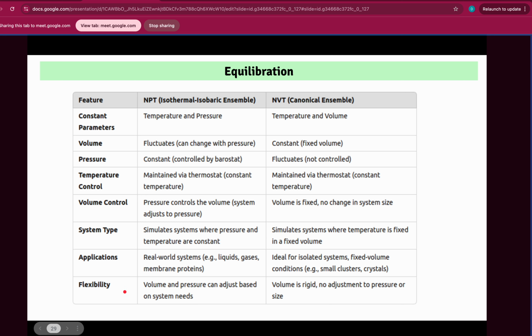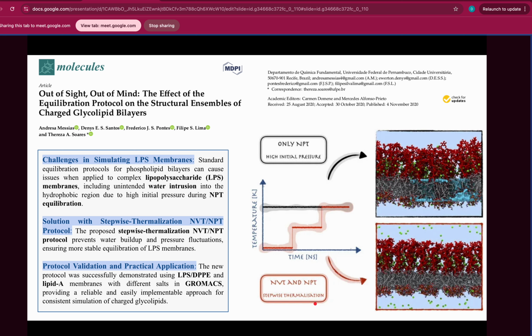If we talk about flexibility, in NPT volume and pressure can adjust based on the system needs, whereas in NVT volume is rigid, so it cannot adjust to pressure or size. Then there was a paper which mentioned that although NVT is the canonical ensemble, considering only NPT, which has high initial pressure, is not always sufficient. We need to perform both of them. If we consider both NPT and NVT equilibration, that gives us better results.